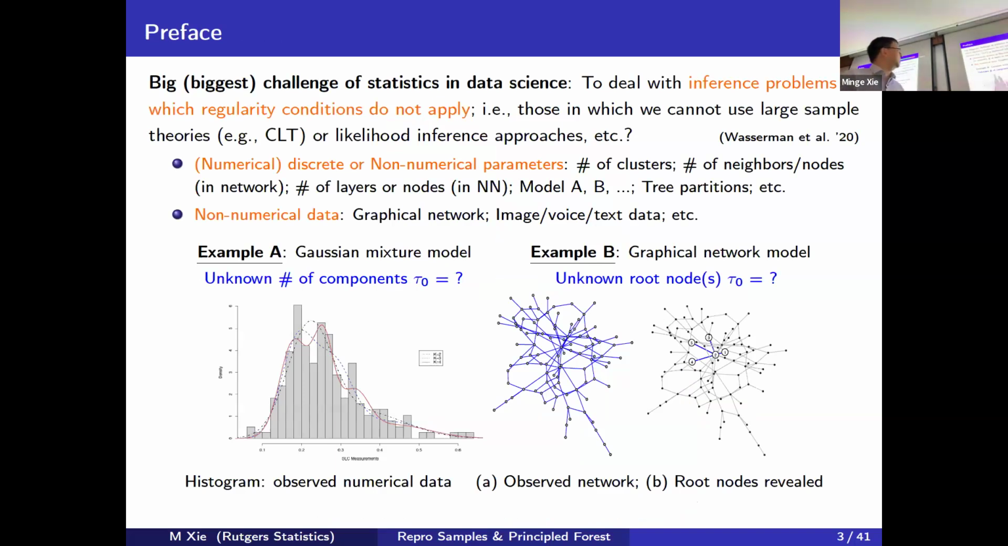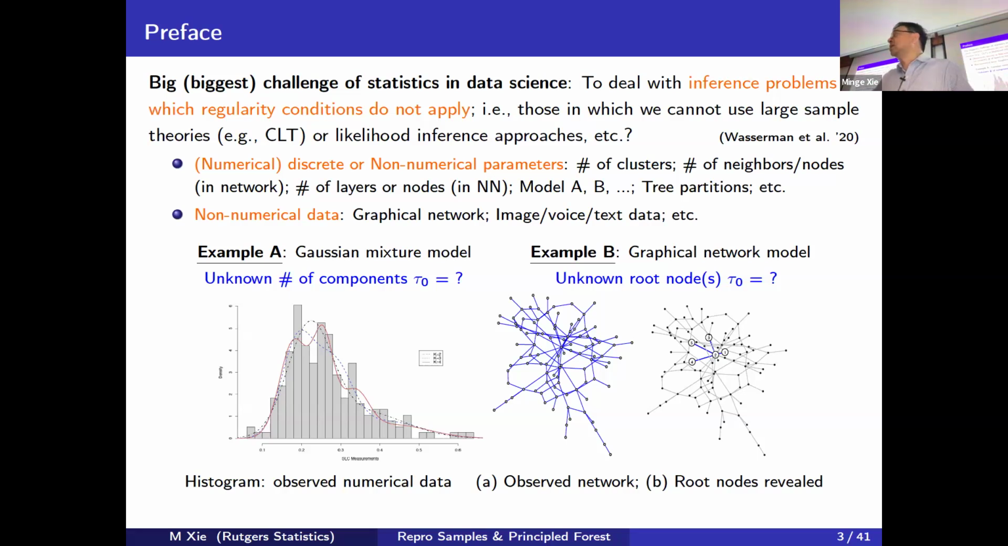As an inference person in statistics, thinking about inference problems, one big challenge in statistics and data science nowadays seems to me to be dealing with inference problems in which the regularity conditions do not hold. In particular, we cannot use large sample theory, and likelihood inference probably is not available. This connects with Larry Wasserman's PNAS paper on universal inference, motivated by the question: I don't have regularity conditions, I don't have a central limit theorem, how do you do that? But they are still using a likelihood function, and here I don't have a likelihood function.